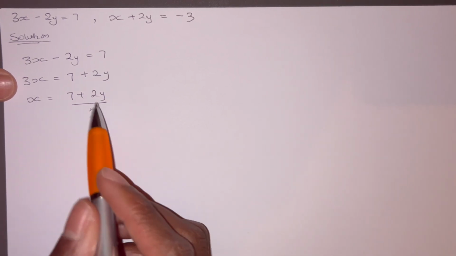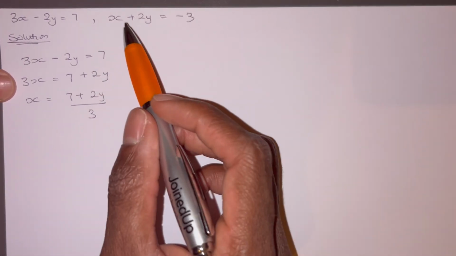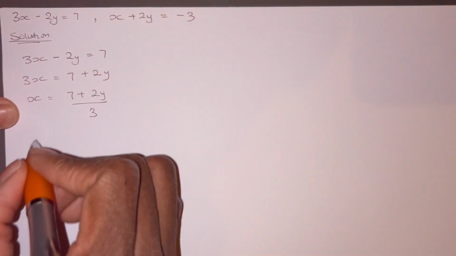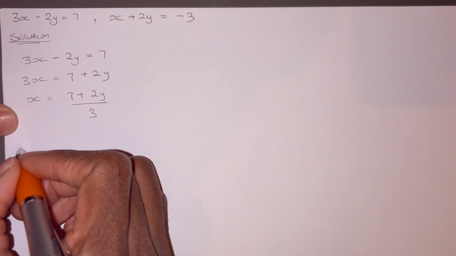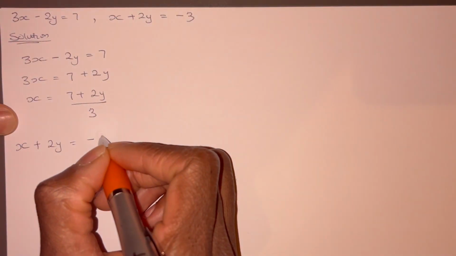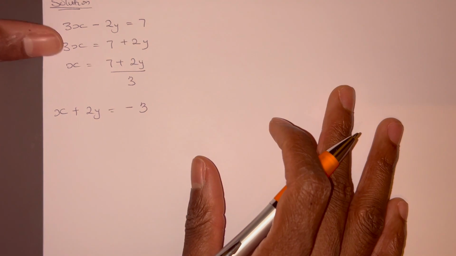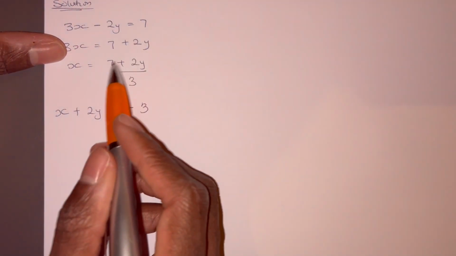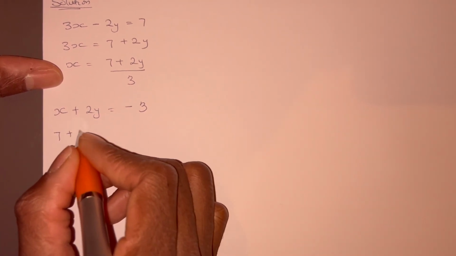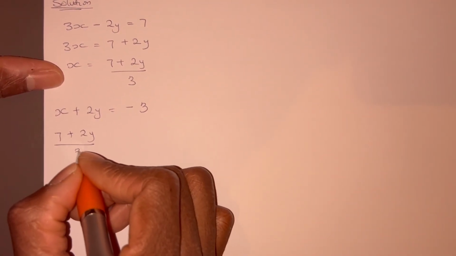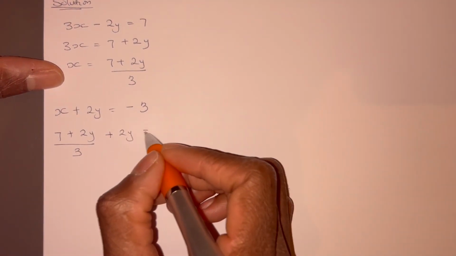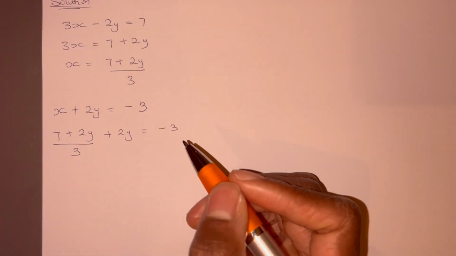Now that we've gotten this for x, we put this here. So for the second equation, x plus 2y is equal to minus 3. And now we know that this is the value of x. This represents what x is. So we'll say (7 plus 2y) over 3 plus 2y equals minus 3.